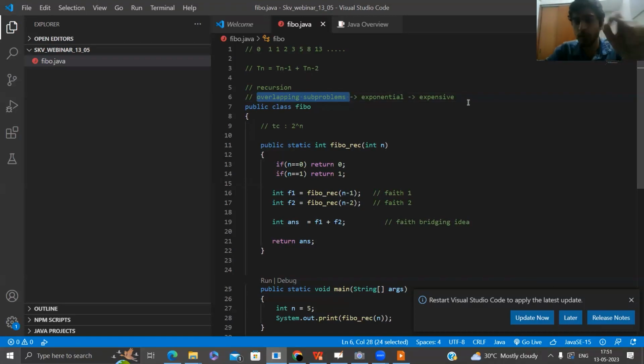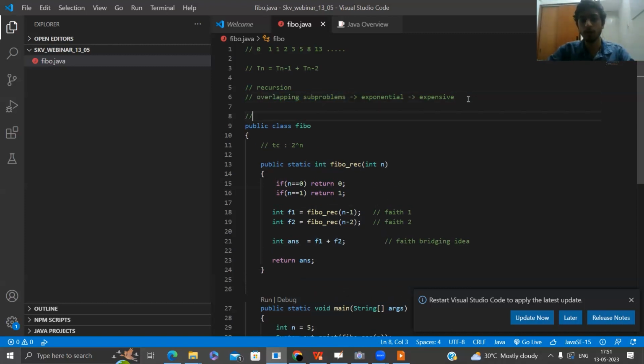So do we have the ability to essentially leverage those overlapping subproblems and reduce the time complexity from exponential to linear? So that is where dynamic programming kicks in. Let me write it down over here. It helps to solve overlapping subproblems.